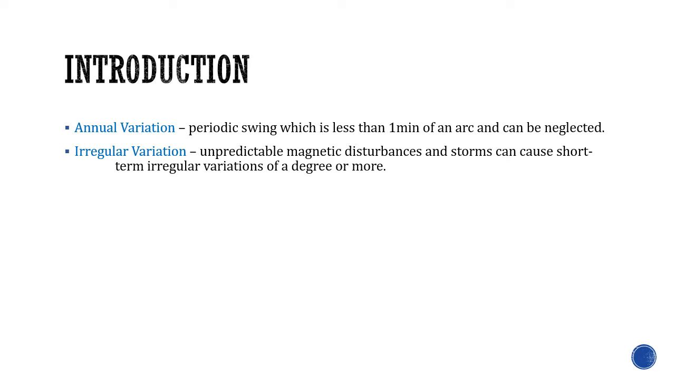And last but not the least is the irregular variation. So this is the unpredictable magnetic disturbances. Okay, so commonly ang nagkakaroon nito is mga storms, or nabasa ko rin na one thing that can cause irregular variation is yung mga big solid objects, no, like the mountains. Kapag nasa mountainous areas, yung magnetic field medyo nadi-disturb, no?